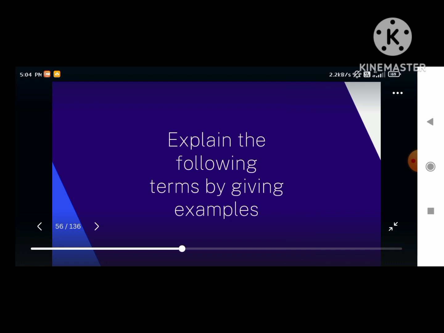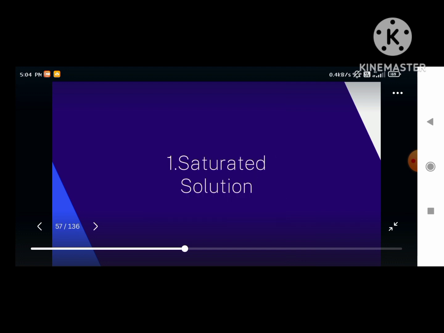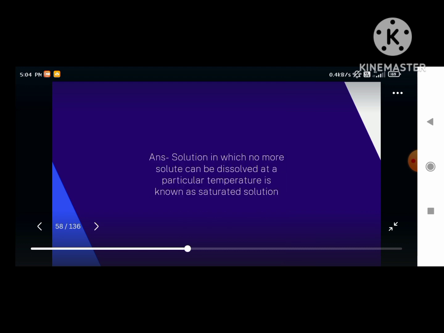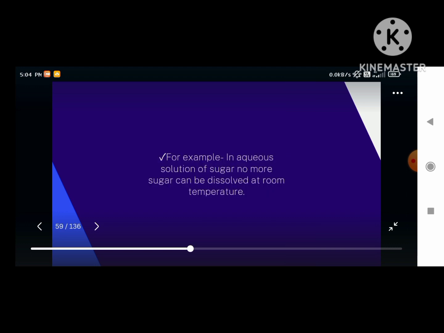Question number 10. Explain the following terms by giving examples. Number 1, saturated solution. A solution in which no more solute can be dissolved at a particular temperature is known as a saturated solution. For example, in an aqueous solution of sugar, no more sugar can be dissolved at room temperature.